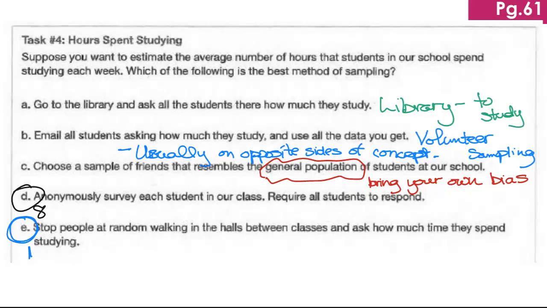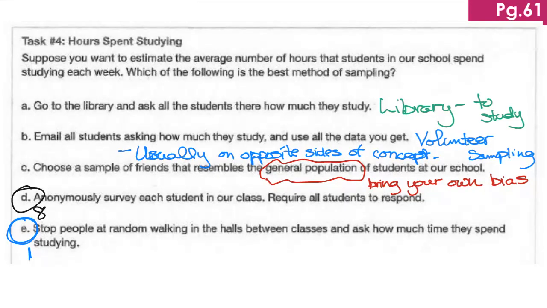Anonymously survey each student in our class. So what if we're talking about this class? Is this class very representative of the entire school? Why not? What grade level are all of you? You're all seniors. So we wouldn't have any freshmen, sophomores, or juniors. So really, letter D is not good. It is not representative of the entire school.